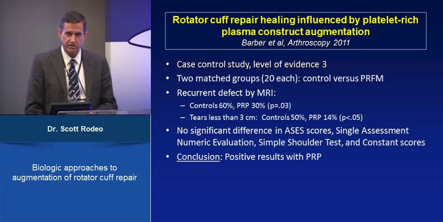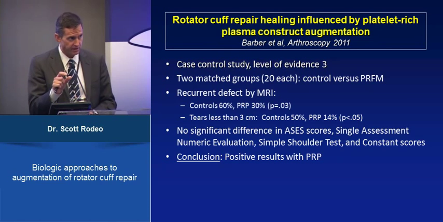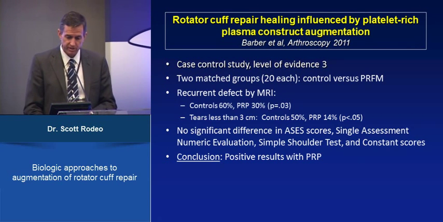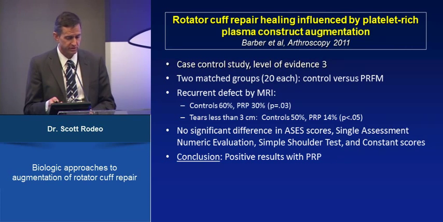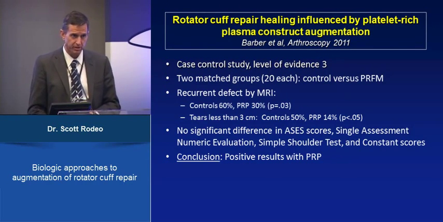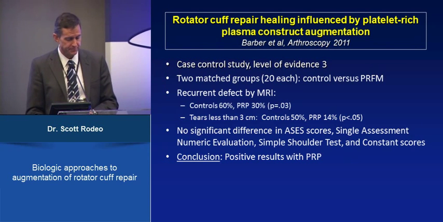And he found, using MRI to look at recurrent defect, that the control group had a recurrent defect in 60%, while in the PRP group only 30% had a recurrent defect. Smaller tears, less than 3 centimeters, controls had a 50% defect, whereas the PRP group only 14%. So he found overall positive results using PRP at the time of rotator cuff repair.